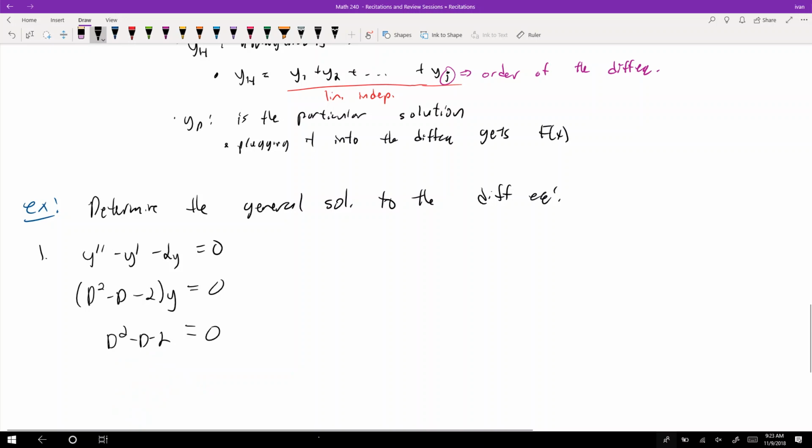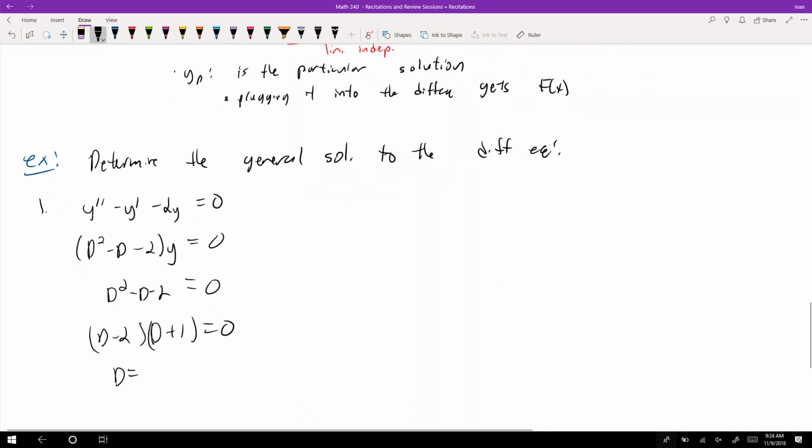So we're just going to factor this: D minus 2, D plus 1. And then my roots are going to be -1 and 2. All right, and then what's my solution? This is a homogeneous equation, so y(x) is just going to be equal to y_h, which is going to be c1 e to the negative x plus c2 e to the 2x.